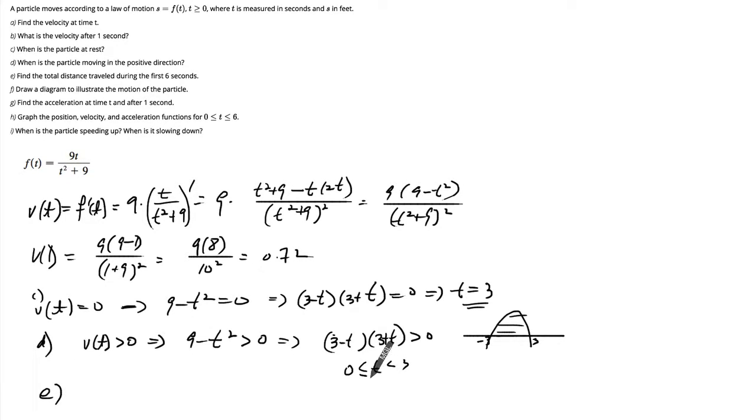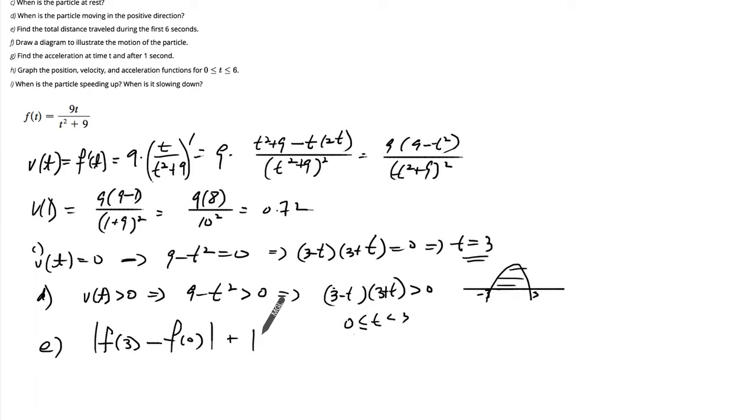Okay, so what is the total distance traveled during the first 6 seconds? So from 0 to 3, right, it's moving in the positive direction. And then from 3 and on, it's moving in a negative direction. So for the total distance, what we have to do is get the distance from 3 to 0, we get the magnitude of that. And then we have to do the magnitude from 6 to 3. We cannot do from 6 all the way to 0 because one value is positive, one value is negative. So we have to separate it exactly at the point where the velocity is 0.